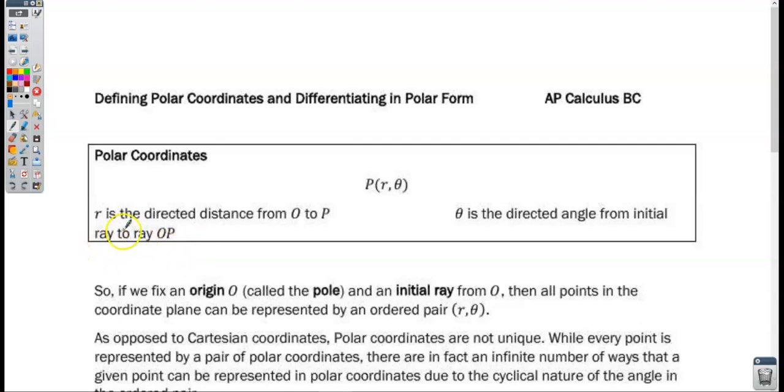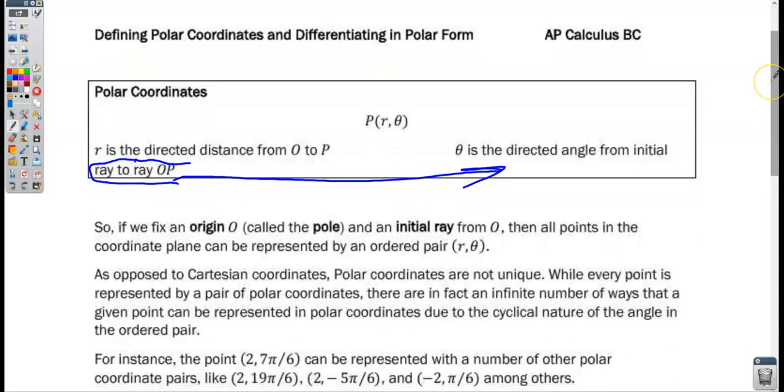I should probably have justified this and pushed it over here. My bad. I'll fix that formatting. Anyway, so theta is the directed angle from the initial ray to the ray OP, and r is the directed distance from the pole to this point P. So let's see, we've got a pole and an initial ray, then all the points in the coordinate plane can be represented by an ordered pair r, theta.